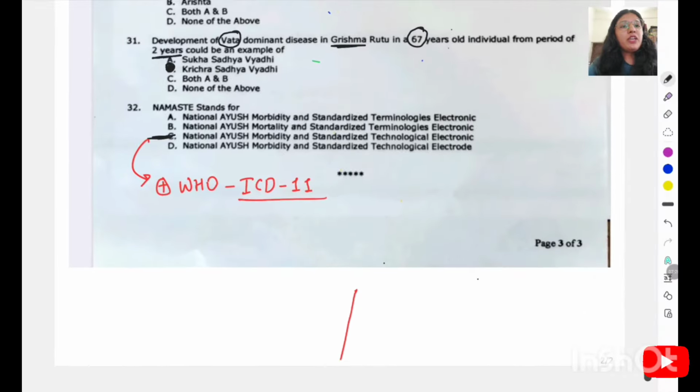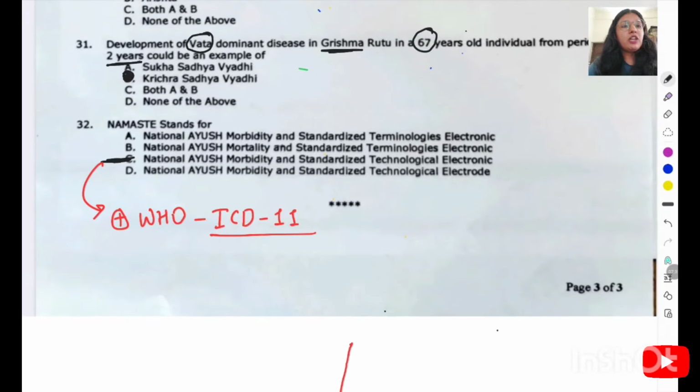Next question: development of a Vata dominant disease in Grishma Ritu in a 67-year-old patient is an example of. So first of all, he is Vata predominant, then the disease is happening in Grishma Ritu. After that, he is 67 years old, meaning he is in the last part of his lifespan. What we say in the basics is that in the first part of life kapha is predominant, in the middle pitta is predominant, and in the last part, in aging, vata is predominant. So many things are coming in common, he is in Grishma Ritu, and the disease is also chronic. So this is a Krichra Sadhya disease.